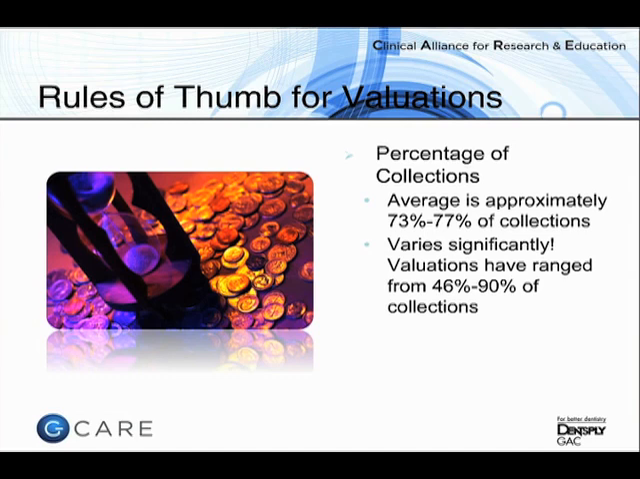What's the value of the practice as a percentage of collections? Or what price am I paying as a percentage of collections? And the average is approximately 73 to 77% of collections. But be very careful, that's only an average. The actual range, if you were to stack up 100 practices together and look at what they actually sold for, varies significantly. We have practices that have sold for 45% of collections. We have some that have sold for 95 or close to 100% of collections.